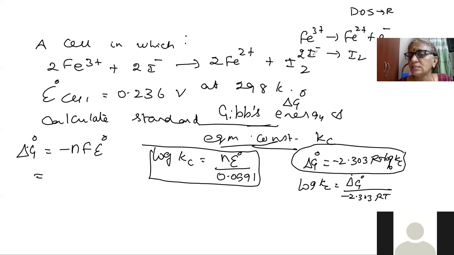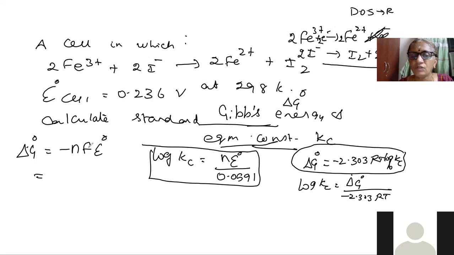So for 2I-, the electrons involved are... I'm sorry, this is reduction. No, reduction means electron should be added. Here electrons are lost. How many electrons lost? For 1 I-, 1 electron; for 2 I-, 2 electrons. So here 2 and 1, the common number is 2. When you put 2 here, you put 2 here, 2 here. The entire equation has to be multiplied by 2. So that's why this has become the overall reaction. The 2 cancel. When you add these two, 2Fe3+ + 2I- gives 2Fe2+ + I2. That is the overall reaction.